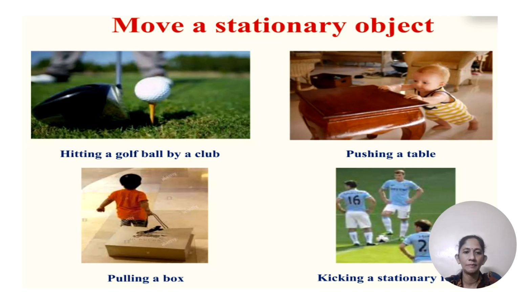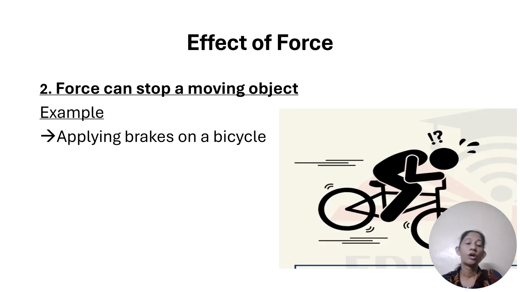Okay, next point. The second point is force can stop a moving object. Here, look at this picture. A man is cycling, isn't it? He suddenly applied a force and that cycle stopped. Stopped, isn't it? That means he applied a brake. So the moving bicycle stopped. So when you apply a force to a moving object, that moving object stops. That is the second point.